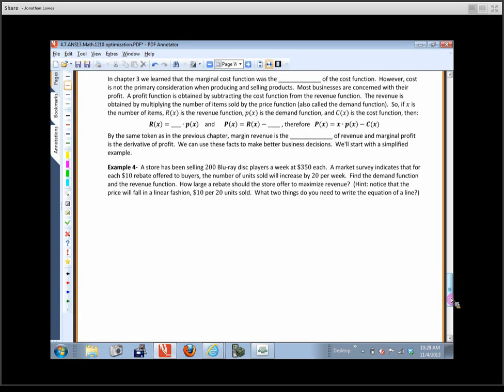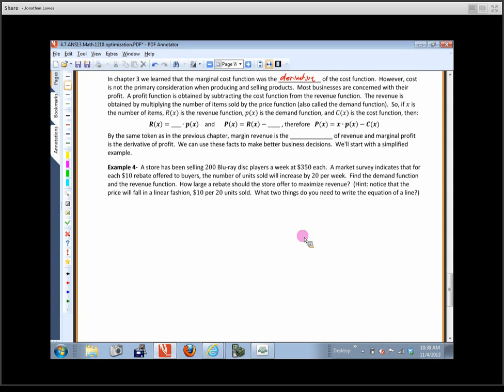So in chapter 3, we learned that the marginal cost function was the derivative of the cost function. Whenever we hear the word marginal, we're talking about the derivative of that function. The problem with dwelling too much on cost, say we want to minimize or maximize cost, is that it's not the whole picture in a business situation. And neither is revenue. What we're really after is profit. Because if you don't have very much revenue, but your cost is very, very low, you're still making a profit. Okay?